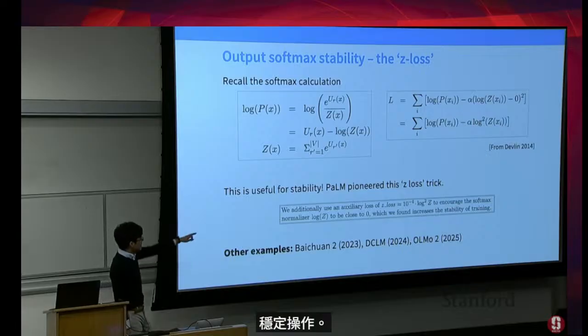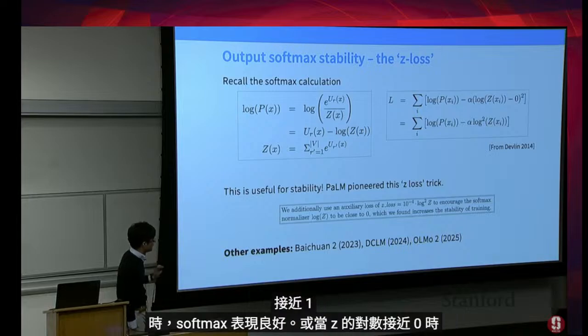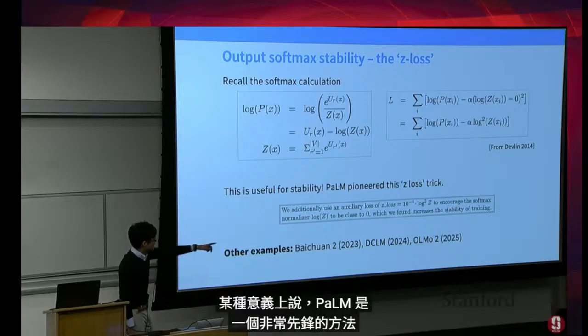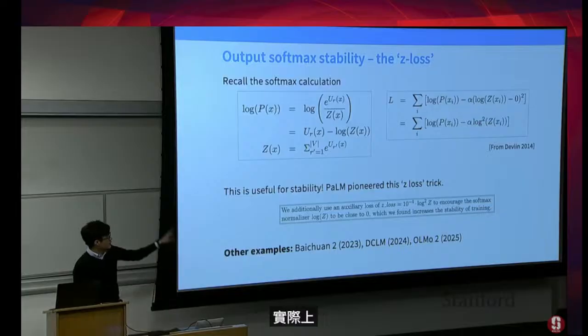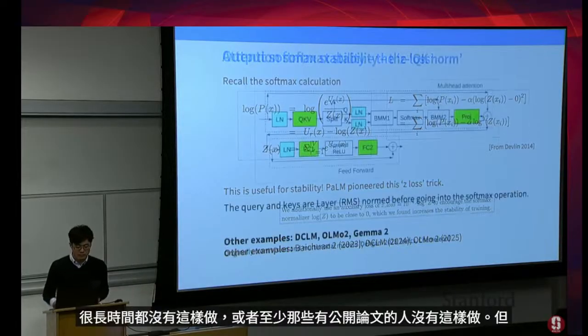And PaLM in some sense is very much a pioneer because they did this z-loss trick, and many others didn't really do it for a long time, or at least the ones that had open papers. But then there was a kind of sequence of papers that have done this. Baichuan 2 is actually the earliest follow-up that I know of, and then DCLM and OLMo 2 and now several others have basically picked up on z-loss as a very nice, convenient intervention for improving stability.